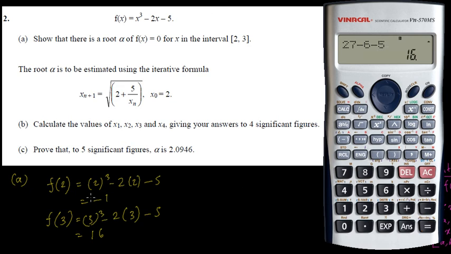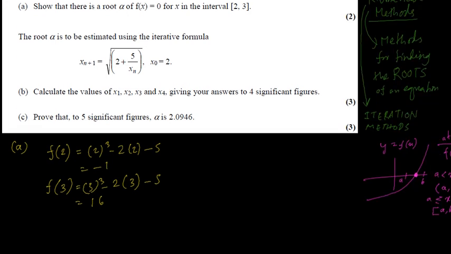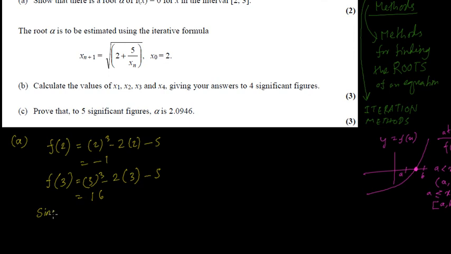That is correct. So there is a sign change. This is negative, meaning it is from below. The value of y, the value of f(x) is below the x-axis, and the next one at 3 is above the x-axis. So there is a cut at the x-axis, so there is going to be a root in the interval. So we write it like this: since the sign changes, there is a root in (2, 3).